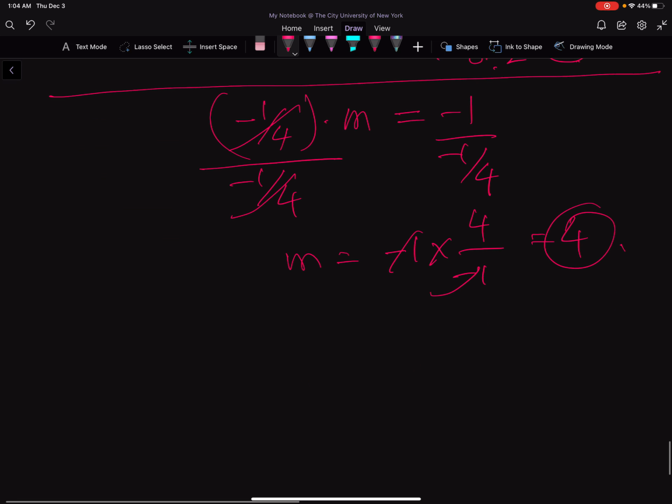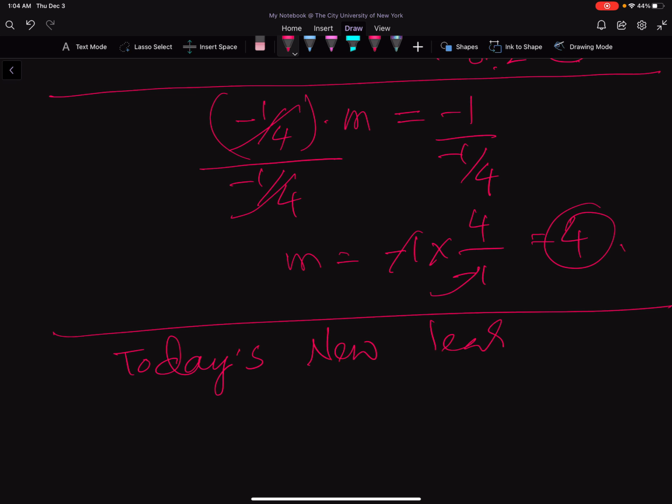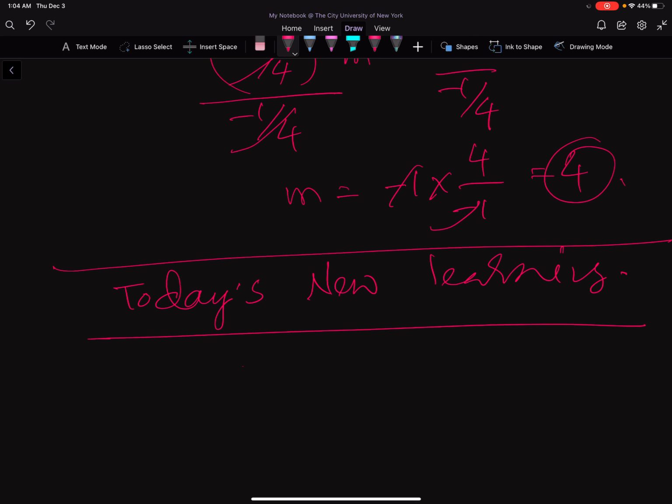So now today's lesson, today's new learning is, if we are given a standard linear equation, let's say 4x plus 6y equals 18. Now we are asked what is the slope of this line, or we are asked to form an equation which is parallel to this line or perpendicular to this line. Either way, we'll have to find out the slope of this line.